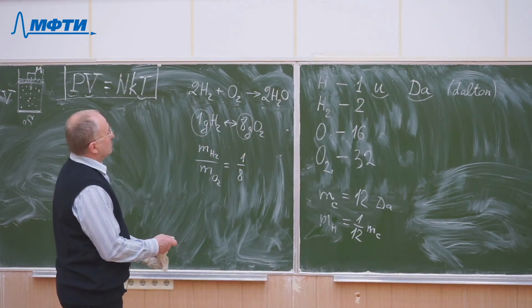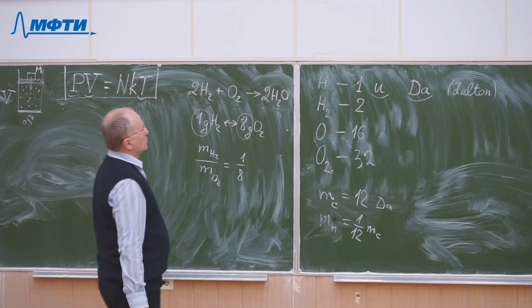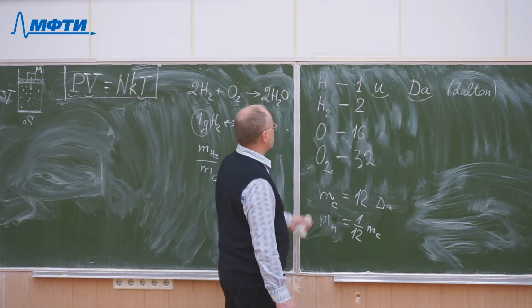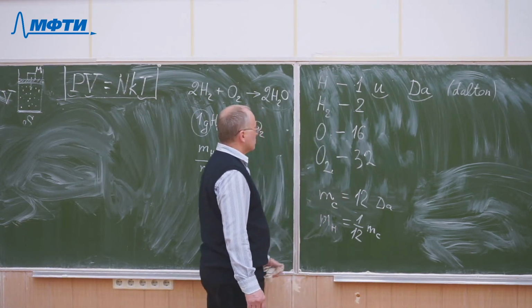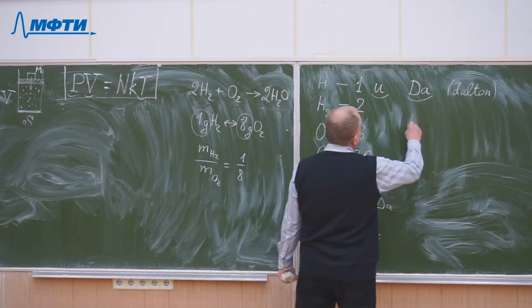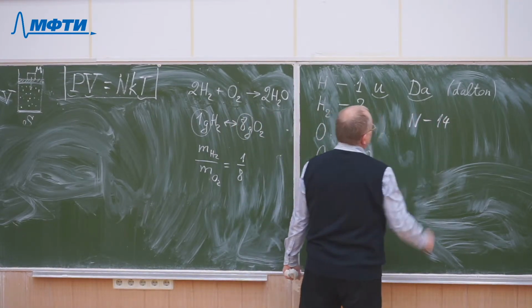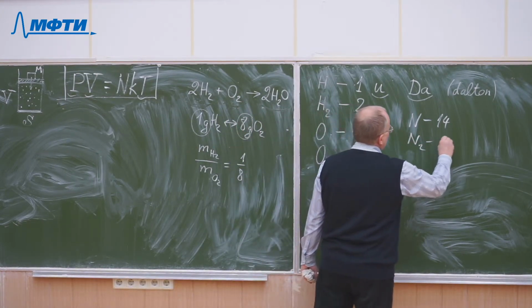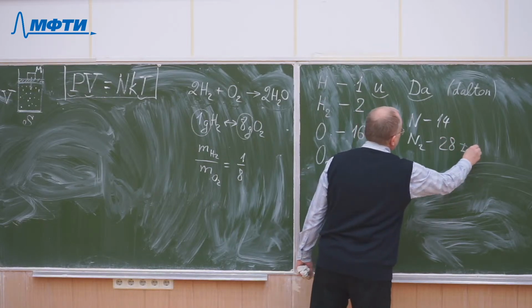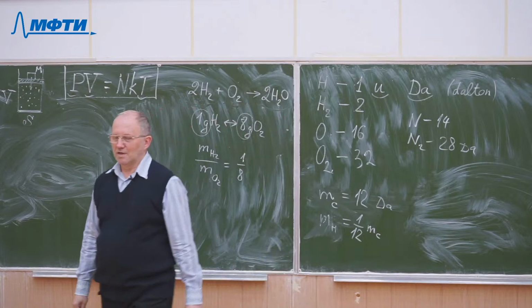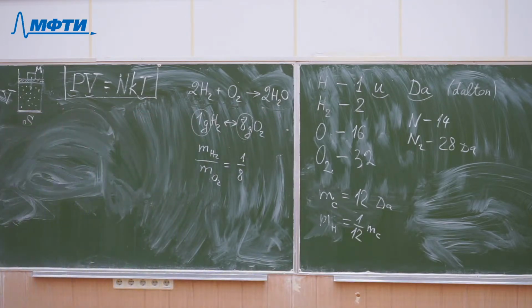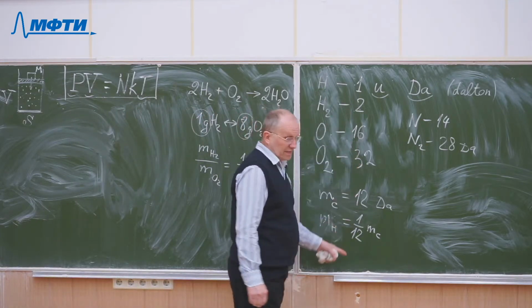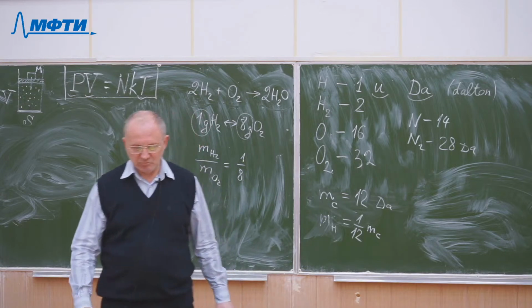So all the masses of atoms are measured in Daltons. The mass of hydrogen is 1 Dalton, the mass of oxygen is 16 Daltons, and the mass of nitrogen, for example, is 14 Daltons. And so the mass of a nitrogen molecule will be 28 Daltons, and so on. You may look in the table of elements, the Mendeleev table, and you will see all the masses there, the masses of any element.